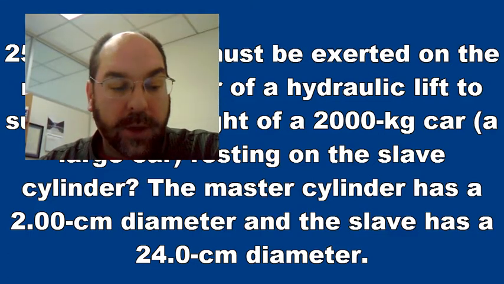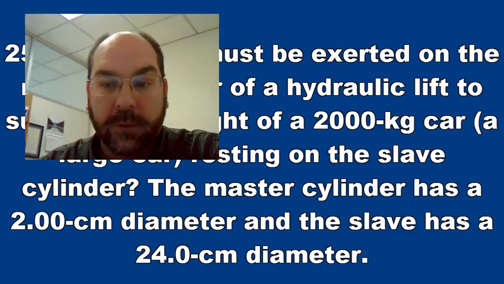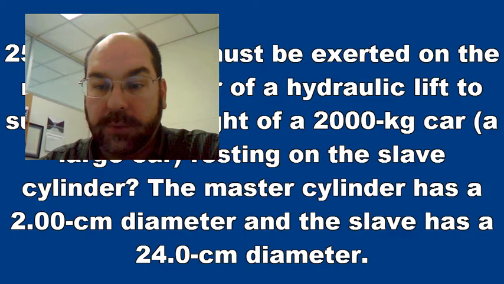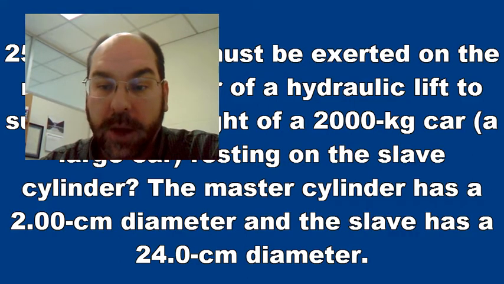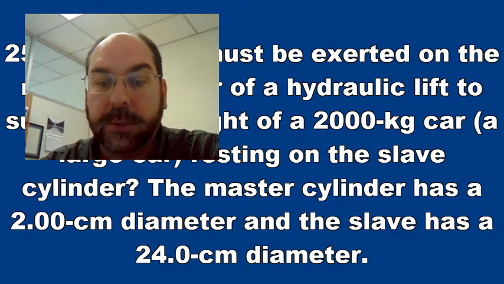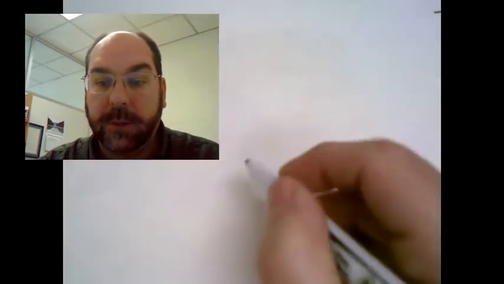Okay, so now we move on to number 25. What force must be exerted on the master cylinder of a hydraulic lift to support the weight of a 2,000 kilogram car, a large car, resting on the slave cylinder? The master cylinder has a 2 centimeter diameter and the slave cylinder has a 24 centimeter diameter.